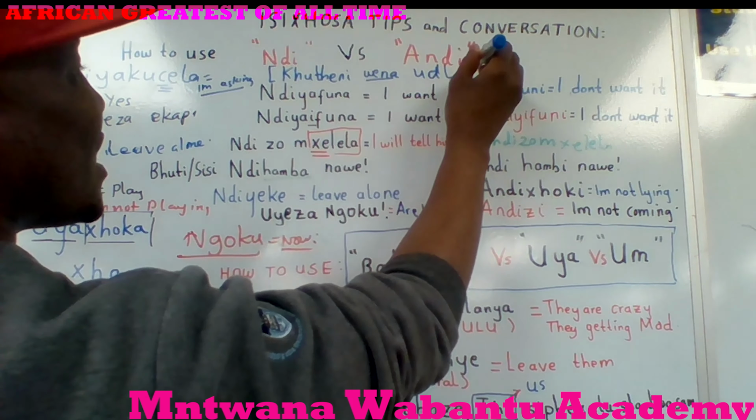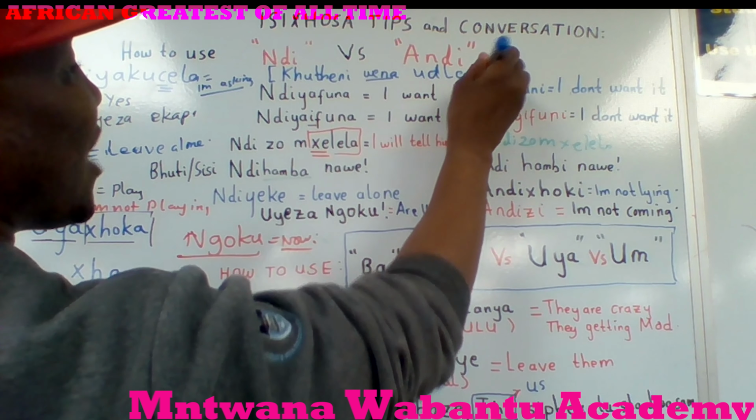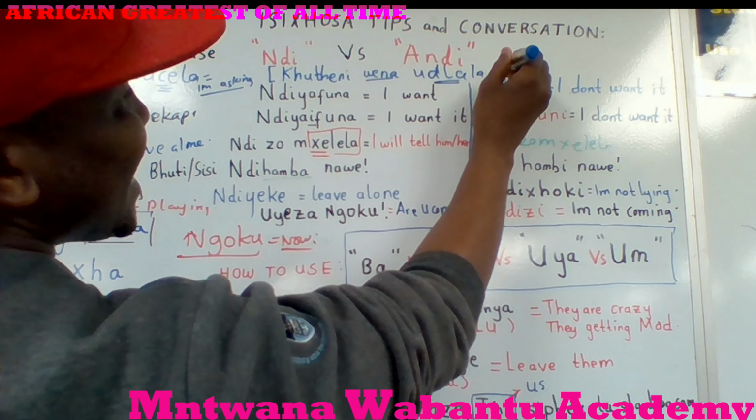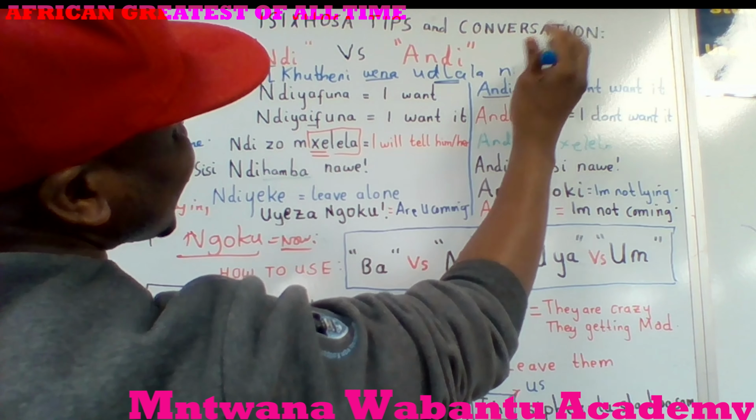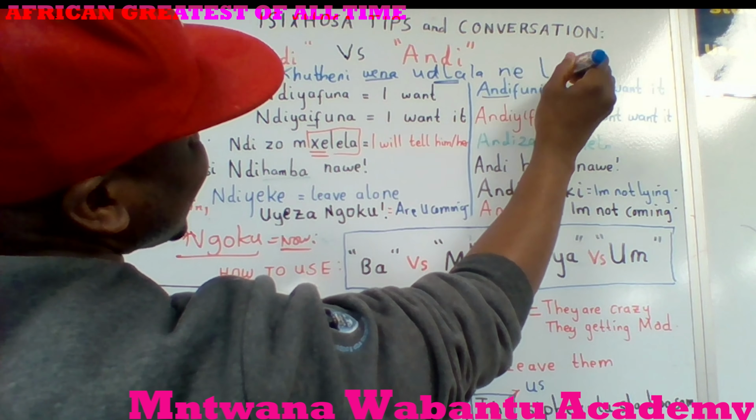Kuteni wena udlala nalixesha, nalixesha. Lixesha means time. Lixesha meaning time. So kuteni wena udlala. Kuteni means why. Kuteni wena means you. Why you dlala nelixesha. Dlala, why you play with time.